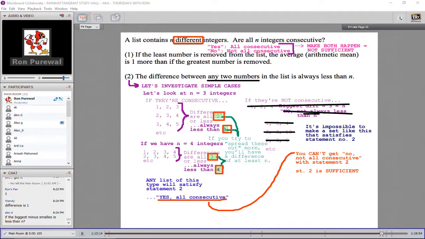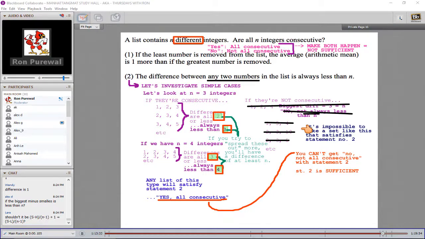So you can't look at differences being 1 unless you are somehow going to look at every single difference between every pair of integers. Because if you have a list like 1, 3, 4, or something like that, then you're still going to have some differences of 1.